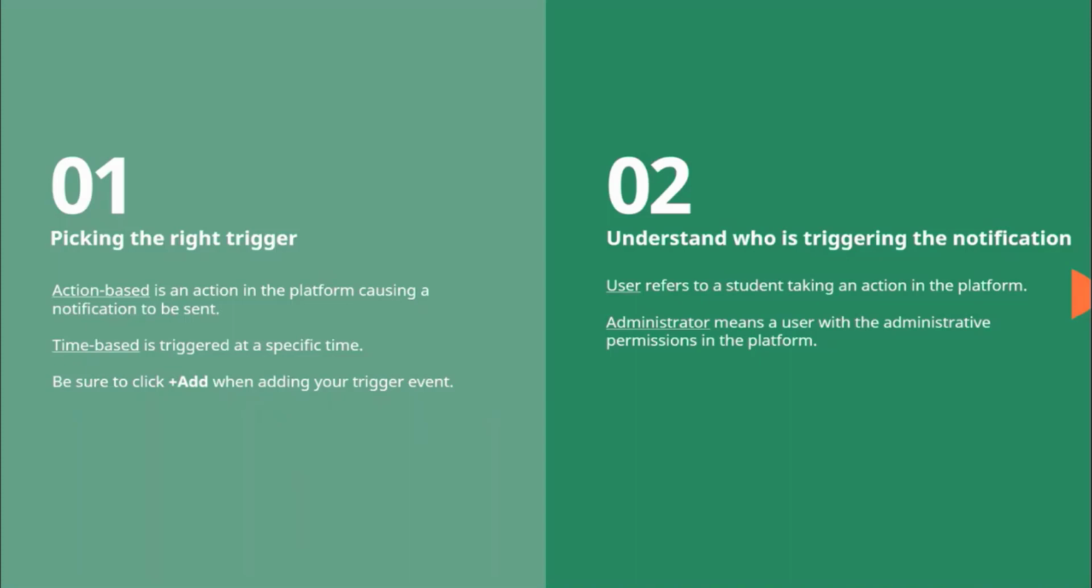So the first thing is you're always going to pick a trigger. And the trigger is, again, what causes a notification to be sent out. And there are two types of triggers when you're building out your notifications. You've got an action-based trigger. So this is when an action is performed within the platform. An example of this would be a learner has completed a course assignment. The action trigger is that when the course assignment is changed to complete, it triggers this notification out.